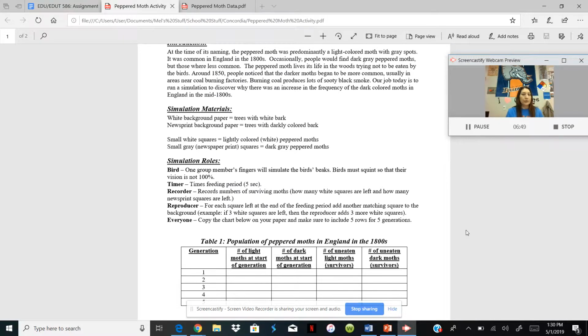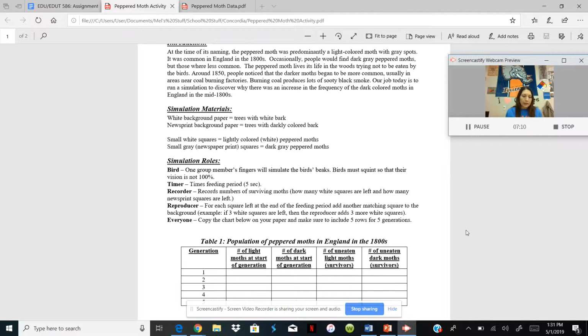And then we have the reproducer. The reproducer is going to be responsible for adding new babies to the survivors. For each survivor, they are going to get one new baby. So the example here is if 3 white squares or white butterflies or moths are left, then the reproducer will add 3 more white moths.